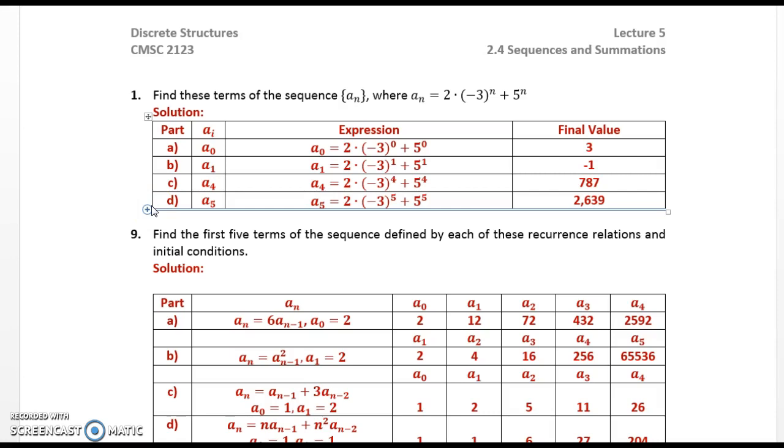Exercise 1, find the terms of the sequence a subscript n, where a sub n is equal to 2 times minus 3 to the power n plus 5 to the power n. a sub 0 is equal to 3, a sub 1 is equal to minus 1, a sub 4 is equal to 787, and a sub 5 is 2,639.